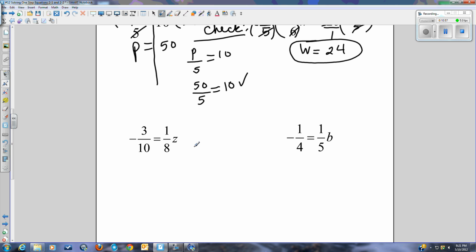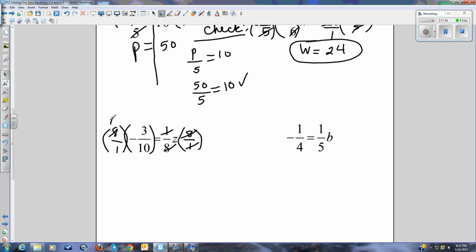We have negative 3/10 equals 1/8 z. We want to get rid of the number in front of the z, which is multiplying it. The opposite of multiplying by 1/8 is dividing by 1/8. That's the same as multiplying by the reciprocal on both sides, which is 8 over 1. Notice, on the right-hand side, the 8 and the 1's cancel. We can cancel the 8 and the 10. 8 goes into 8 once.